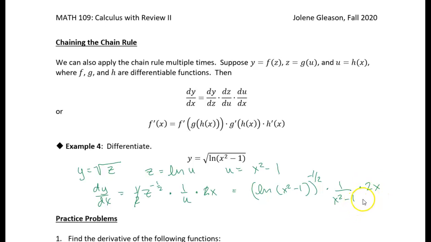All right? So you can leave it that way. That's just fine if you want to leave it that way. You could also write it as, oops, I wrote 2x. I meant to write x because I canceled that 2, didn't I? All right, so I'm going to end up with x all over x squared minus 1. And then I have the square root, which is in the denominator because it's negative, of the natural log of x squared minus 1. Okay, that's what I get if I want to clean it up.